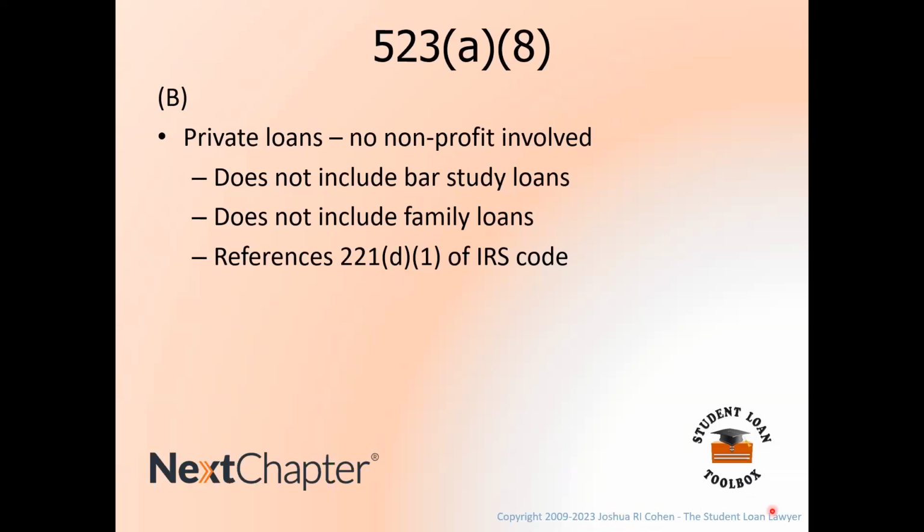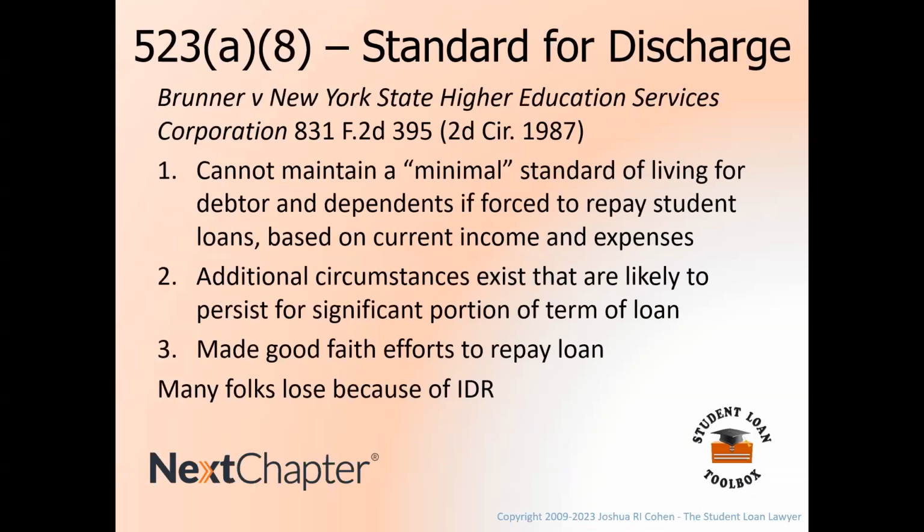All right, so that's 523(a)(8). The standard everywhere but the 8th and the 1st Circuits is Brunner v. New York State Higher Education Services. And it's got three prongs: that you can't maintain a minimal standard of living for the debtor and the dependents; that there are additional circumstances that exist and will likely exist for a significant portion of the term of the loan; and three, you've made good faith efforts to repay the loan. Right now, most people lose because of IDR. And I don't like Brunner because with IDR, it actually creates an inequity.